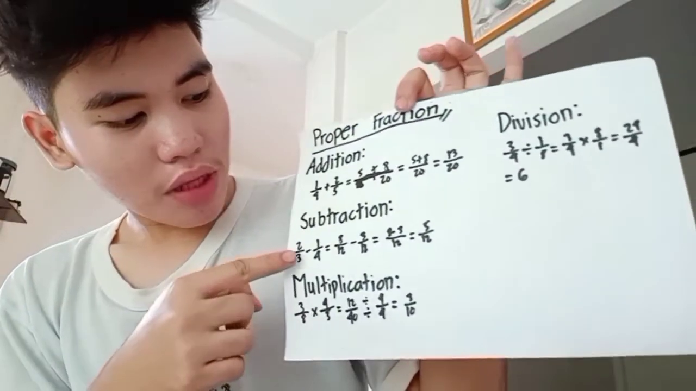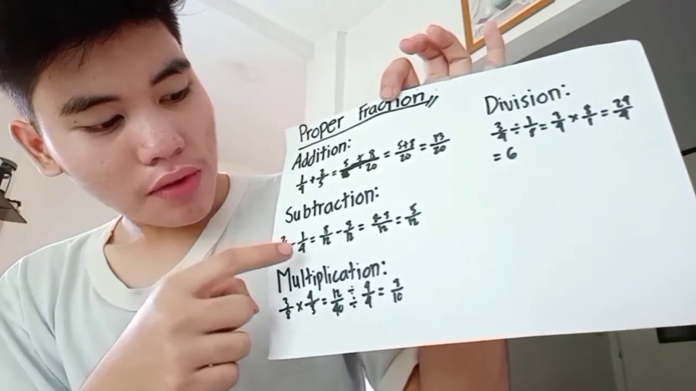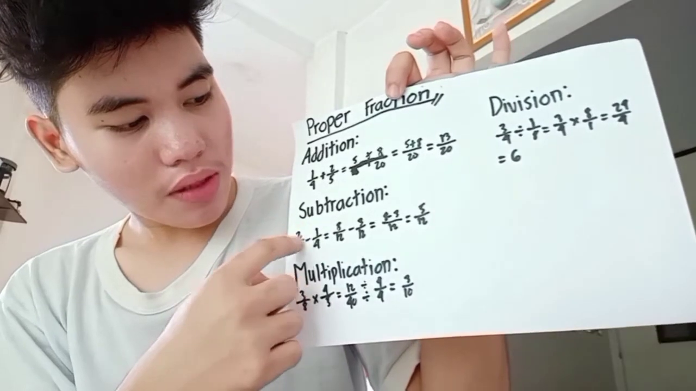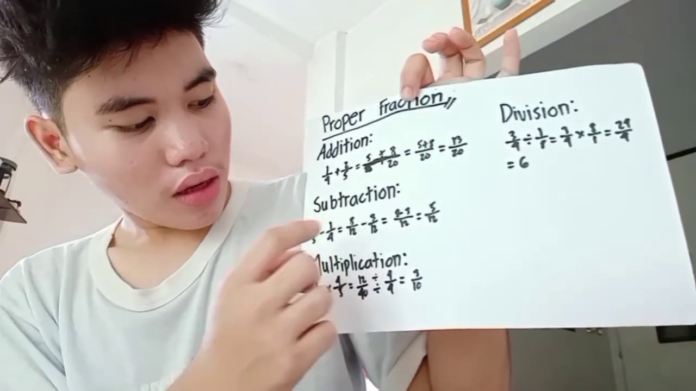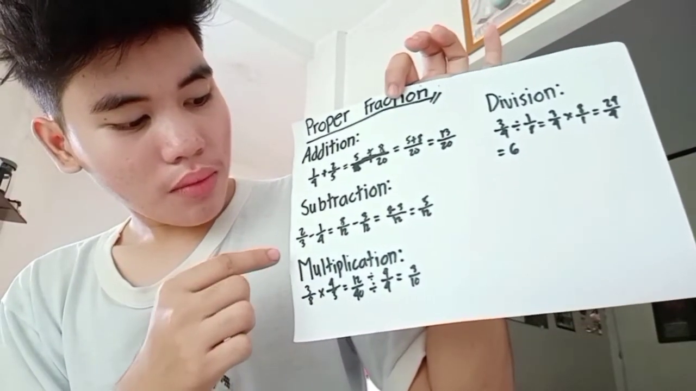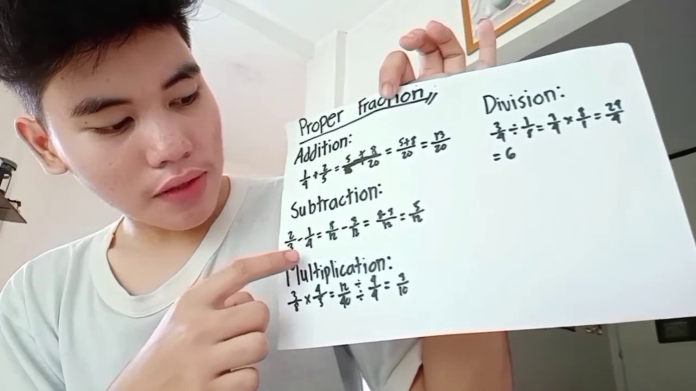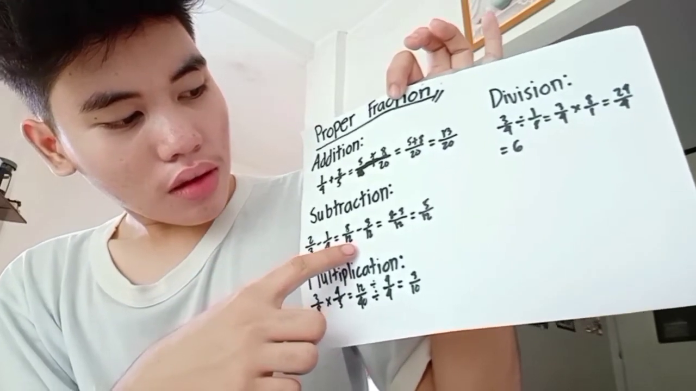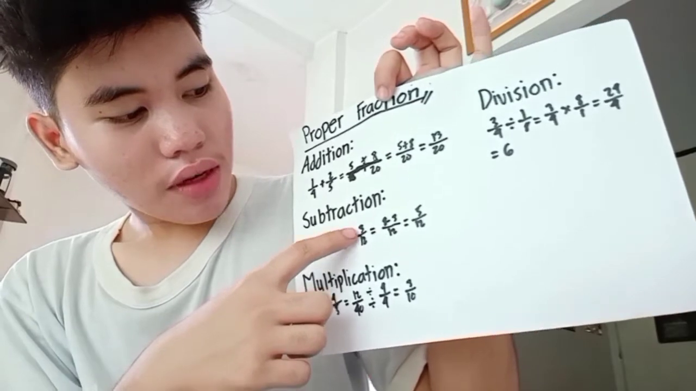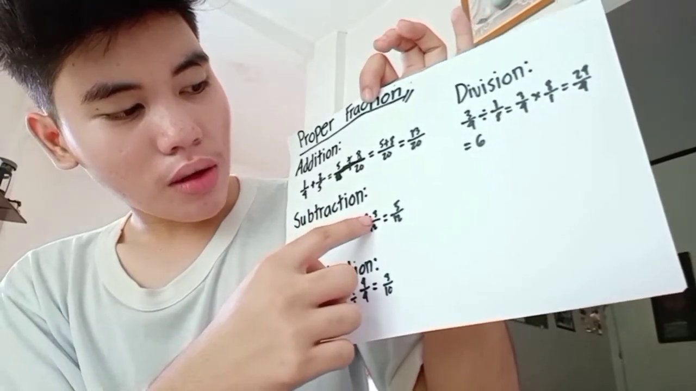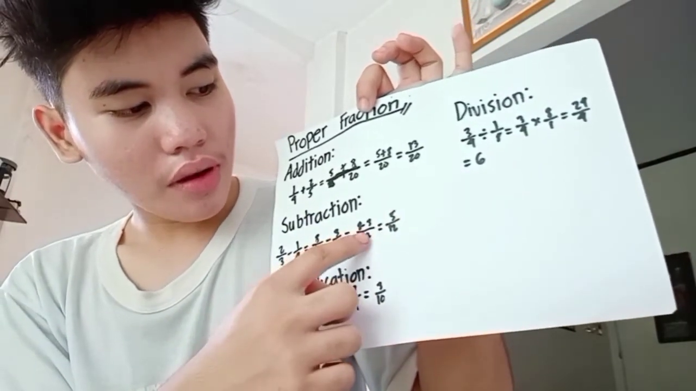We will cross multiply them. 2 times 4 is equal to 8 and 1 times 3 is equal to 3. And multiply the denominators. 3 times 4 is equal to 12. And then subtract them. 8 minus 3 is equal to 5. Copy the denominator, which is 12.